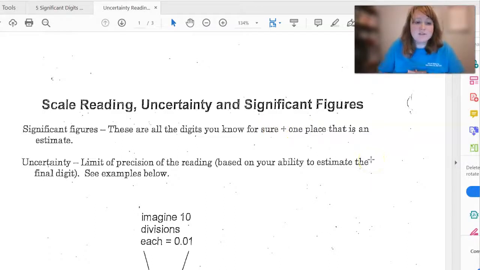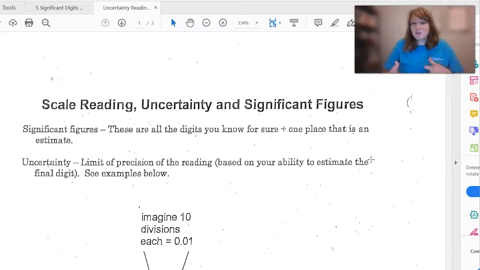Hey everyone, today we are going to start reviewing some uncertainty, and we're going to start our unit diving into significant figures. What are they and why do we use those? We'll learn about the rules tomorrow, but today we want to focus on uncertainty.